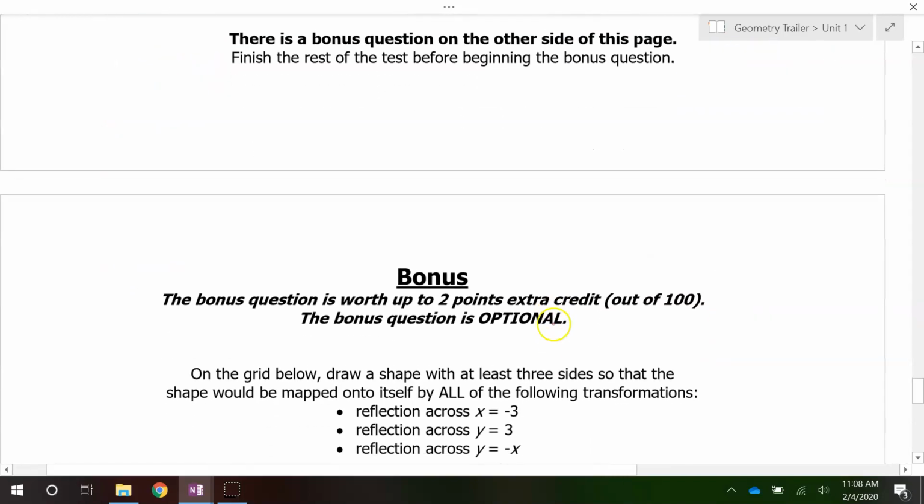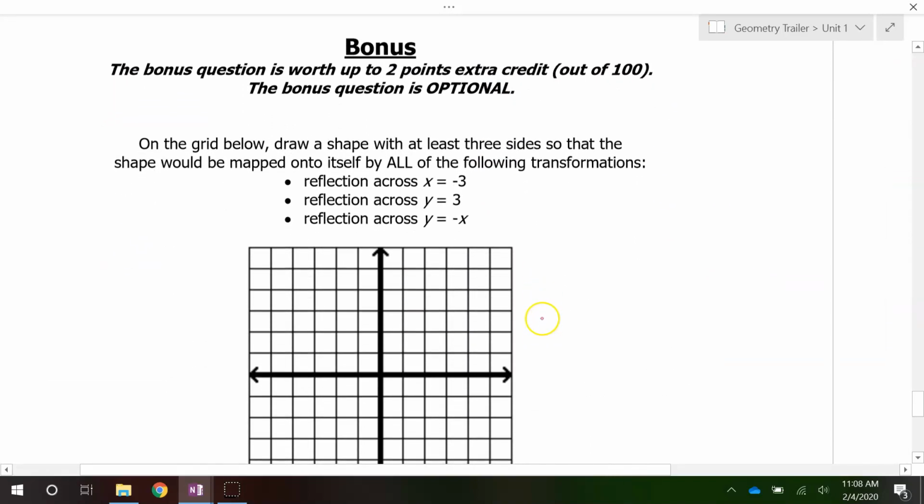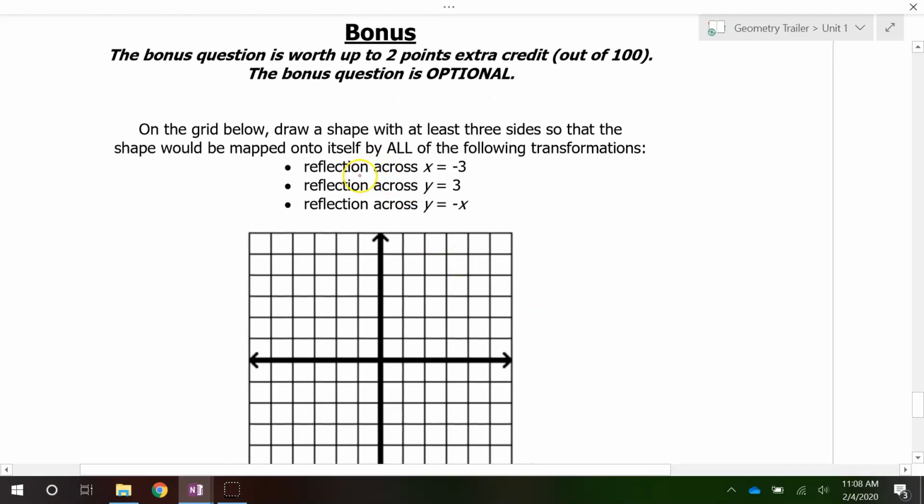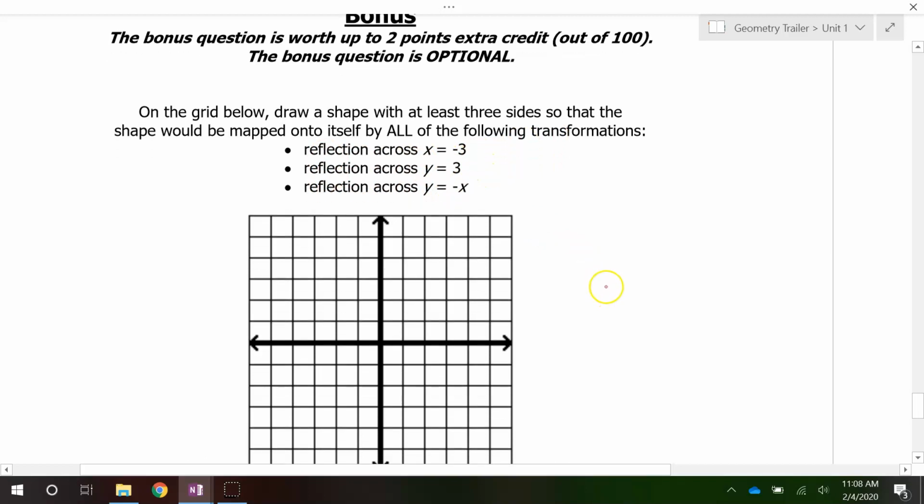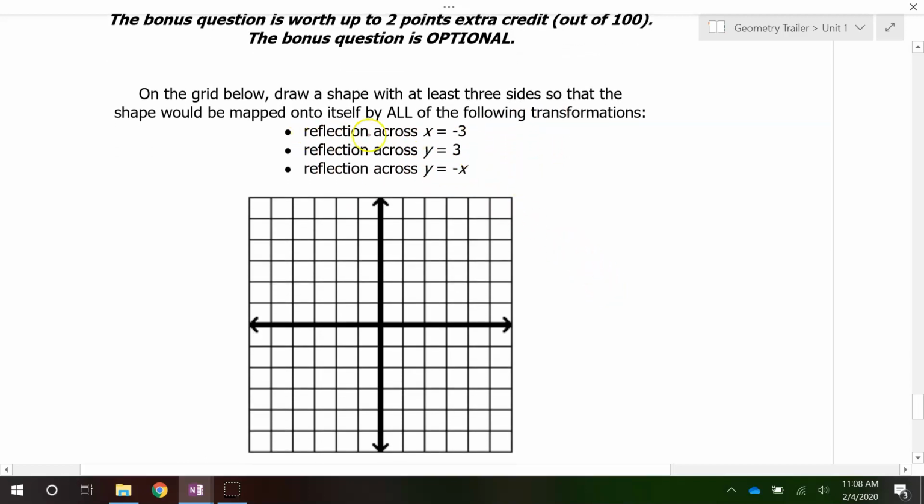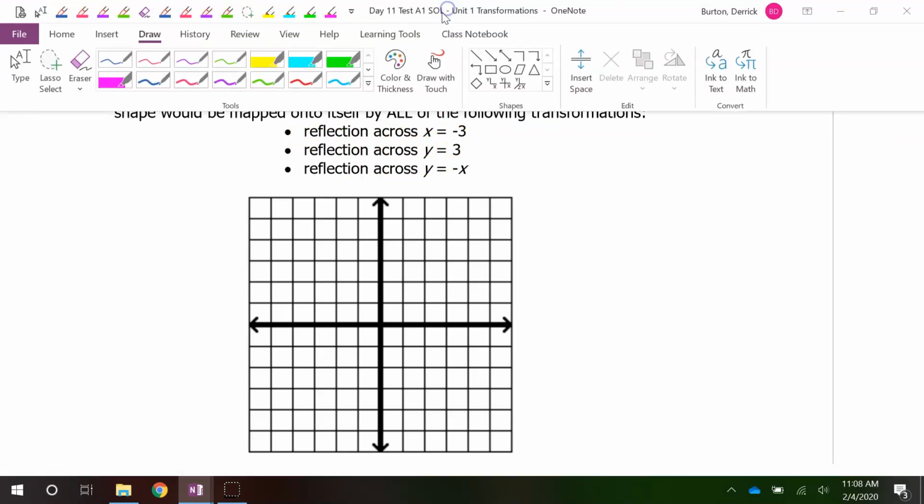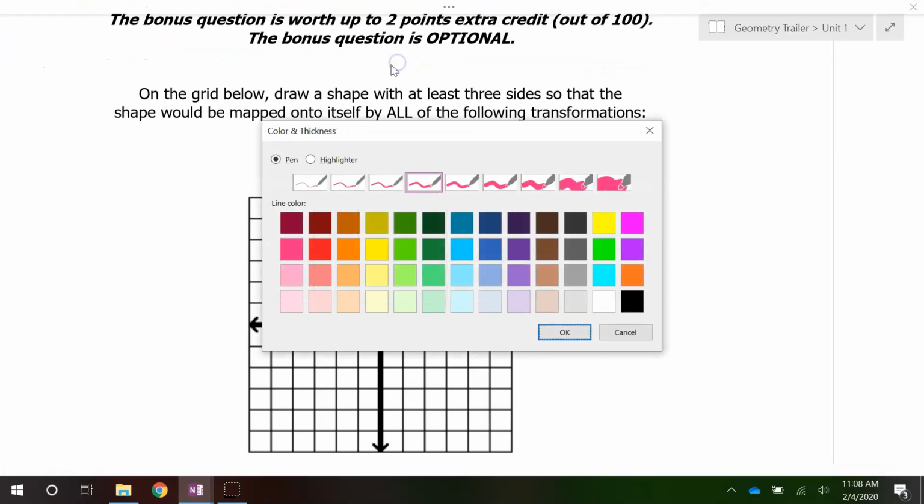All right, finally, we are at the bonus question, which is last. On the grid below, draw a shape with at least 3 sides so that the shape would be mapped onto itself by all of the following transformations. Okay, these are all reflections. So that means these all have to be lines of symmetry for whatever we draw. So I think it would be a good idea to draw these lines of symmetry.